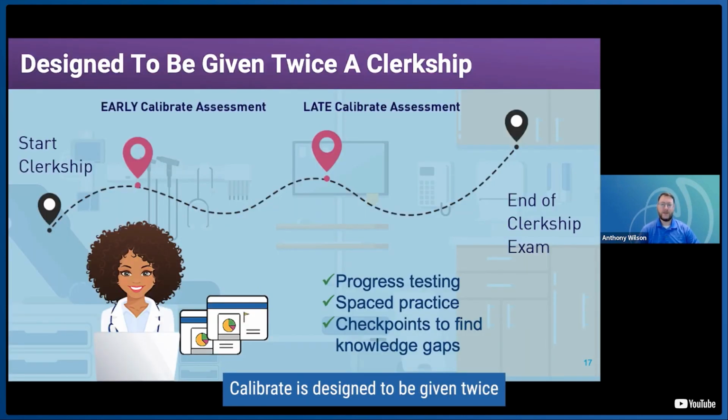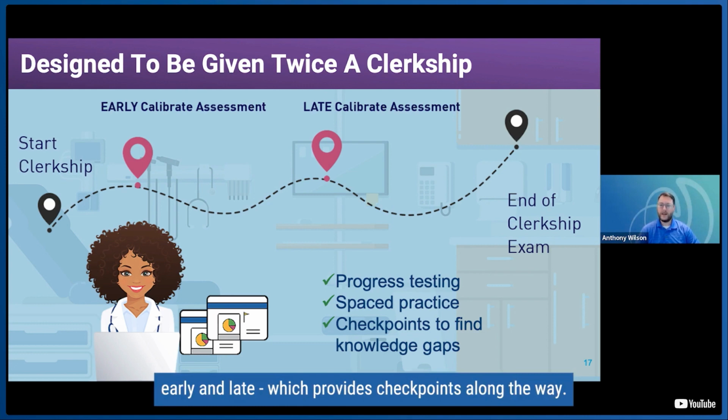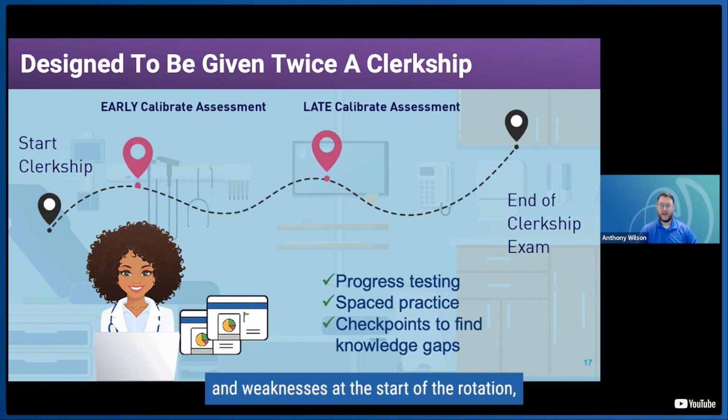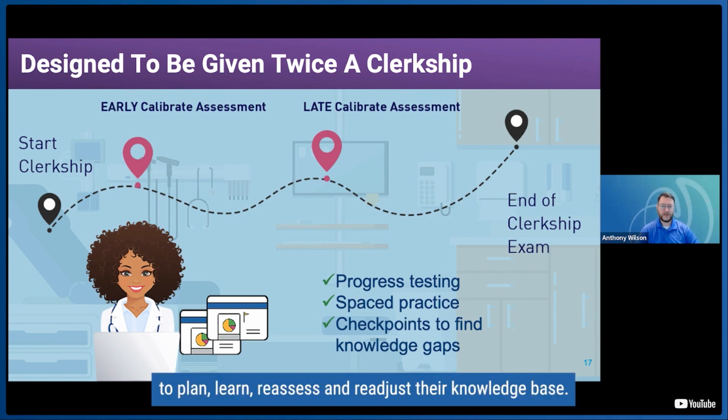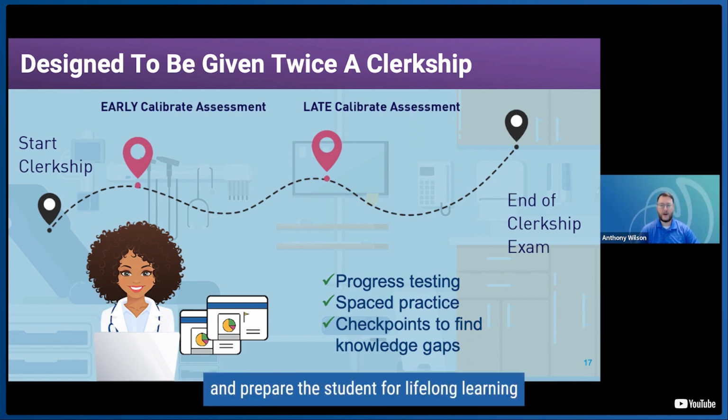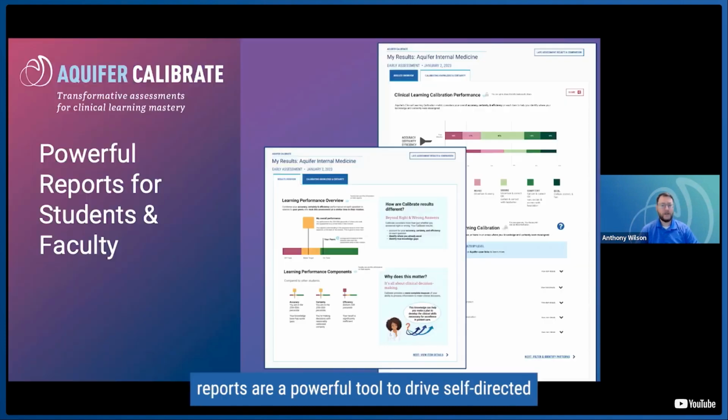Calibrate is designed to be given twice during the clerkship, early and late, which provides checkpoints along the way. Early assessment will identify areas of strength and weaknesses at the start of the rotation, allowing the learner to plan, learn, reassess, and readjust their knowledge base. This is followed by a late assessment to evaluate areas of growth and ongoing weakness, helping to inform and prepare the student for lifelong learning, as well as the end of the clerkship exam.